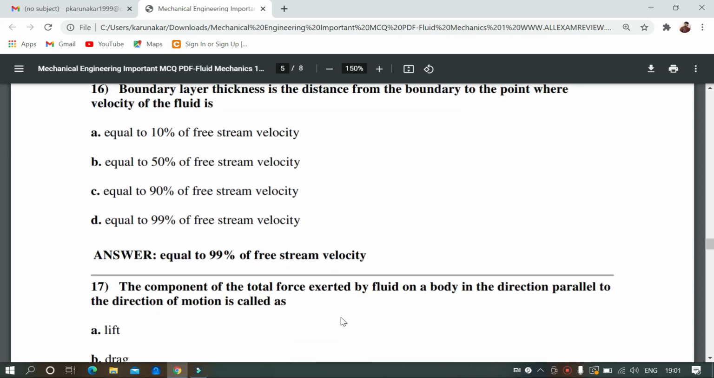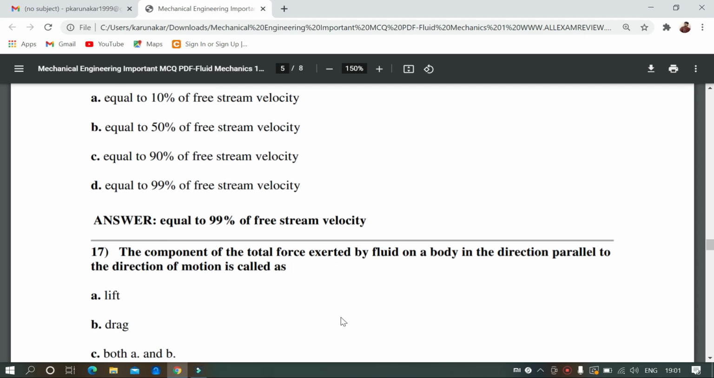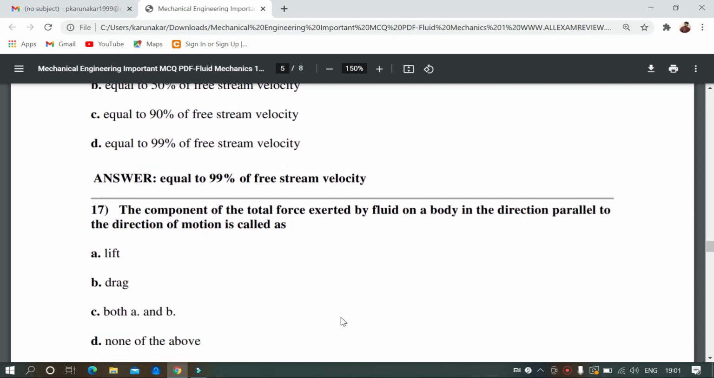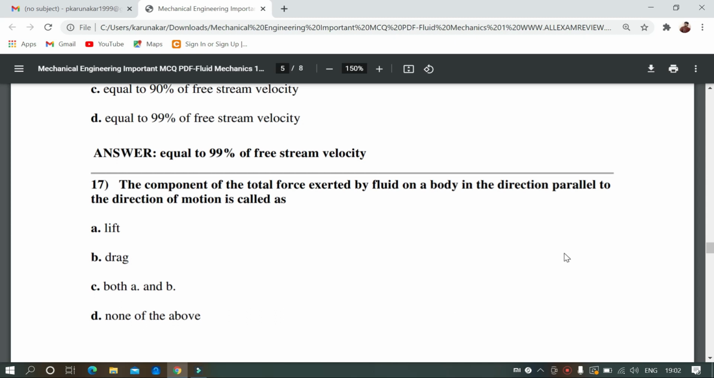Okay. Question number 17, the component of the total force exerted by the fluid on the body in a direction parallel to the direction of motion is called as. Repeating the options: lift, drag, both A and B, none of the above. So we can see that in fluid mechanics, lift and drag will be the main points in every aerodynamic option. So the correct option will be drag.